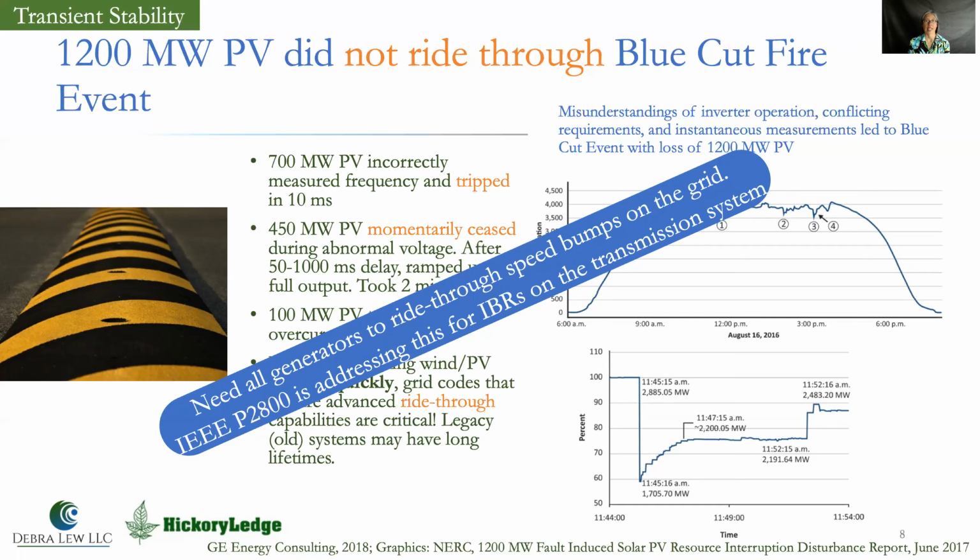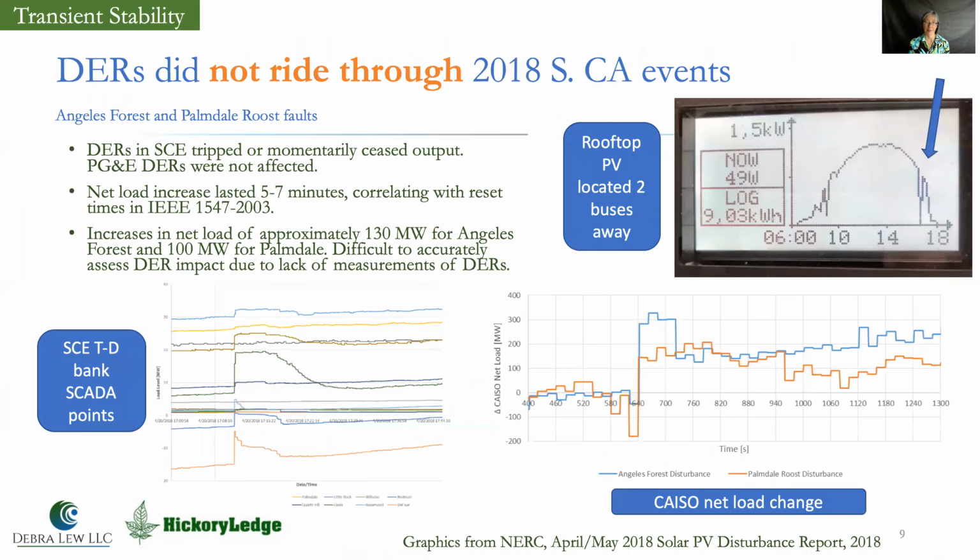And NERC has since come out and issued guidelines on trying to reduce this momentary cessation or eliminate it if that's at all possible. And since this event has happened, PV owners have gone back and OEMs have reprogrammed the inverters, and a lot of this has been managed and fixed. And that was shown through subsequent events that a lot of these particular issues were fixed.